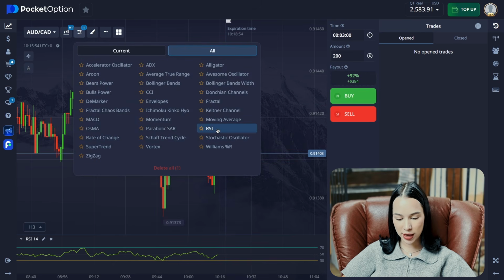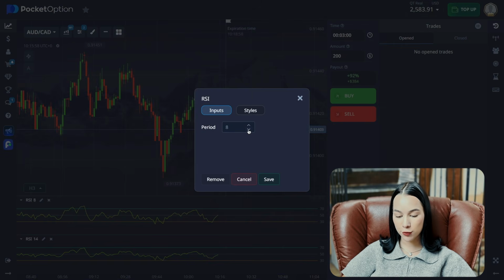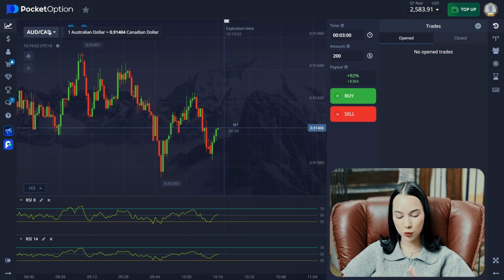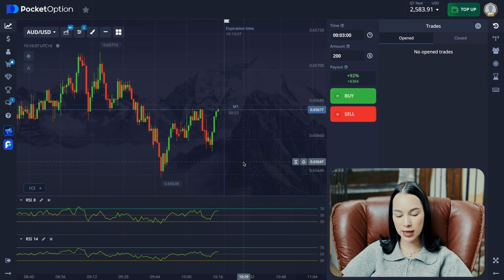So now I'm changing to RSI. I actually need to choose 2 for a better confirmation. And for the first RSI, I change it to 8. And the second one, I leave at the default setting, 14. So that's how we have more information from the RSI, and we can see it on different periods.